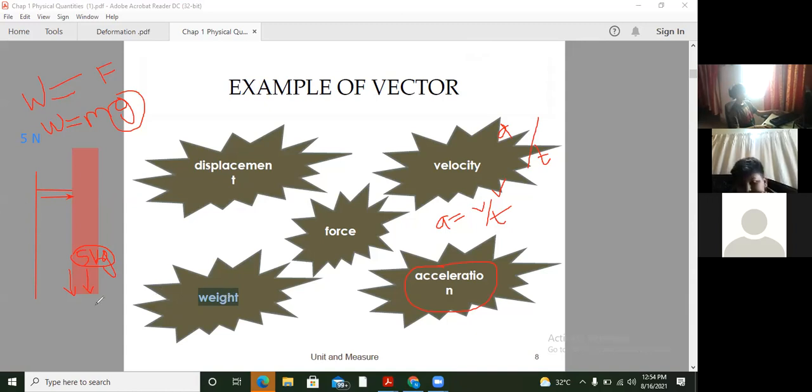When we talk about vector, weight is always directing downward. I have explained about the displacement, that when we are moving and directed in a direction, that I am moving from north to east, right? Similarly, a force is applied in a certain direction. Similarly, velocity and acceleration are the same, right? Almost the same. Okay, so almost our class is going to end.